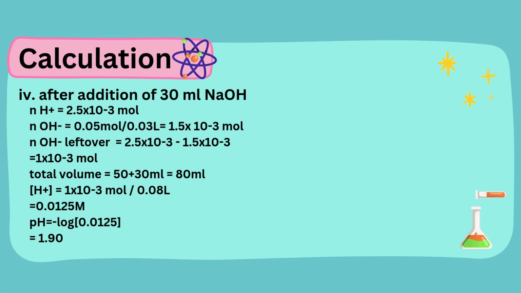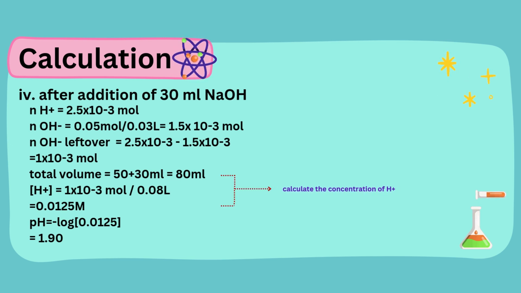Lastly, the addition of 30 milliliters of sodium hydroxide. First, calculate the number of moles of H+ equals 2.5 times 10 to the power of -3 moles. Then, calculate the number of moles of OH-, 0.05 moles per litre times 0.03 litres, equal to 1.5 times 10 to the power of -3 moles. Then, you need to calculate the excess H+ by finding the difference of the number of moles of H+ and the number of moles of OH-, and you get 1 times 10 to the power of -3 moles.